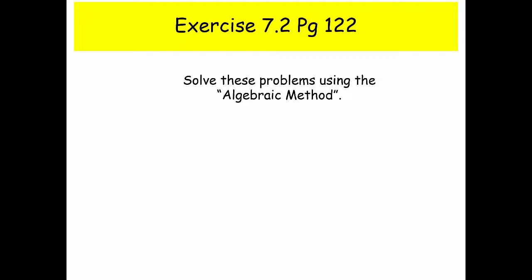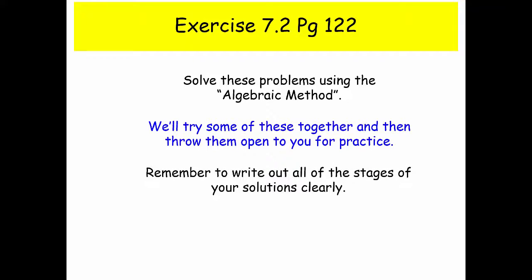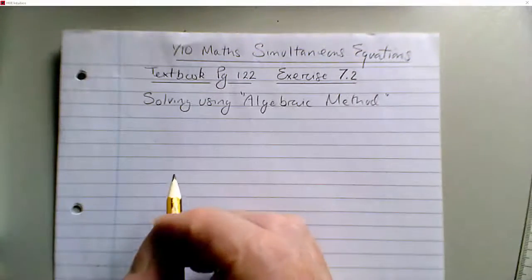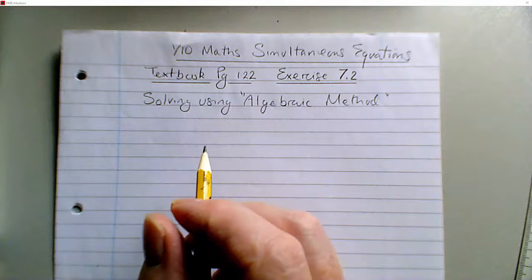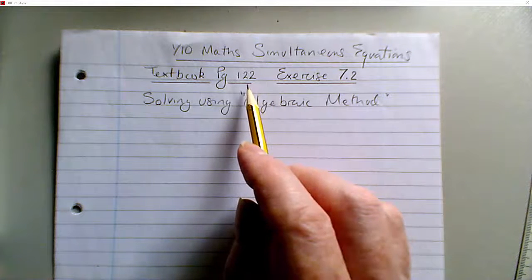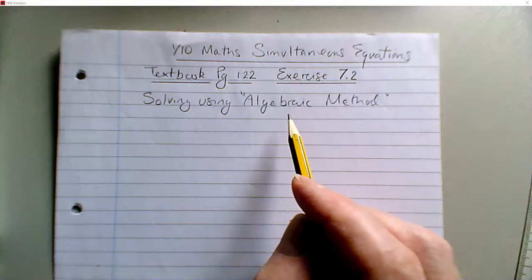Now we're going to turn to exercise 7.2 on page 122, and we're going to solve some of these problems using the algebraic method. We'll try some of these together and then we'll throw them open to you for practice. But remember, write out all of the stages of your solutions clearly. Show your working. So we're going to have a go at some of the problems shown in exercise 7.2 on page 122 in your textbook, and we'll be solving using the algebraic method.